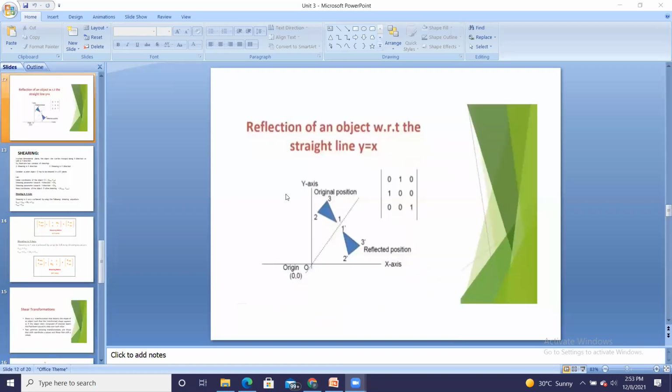Then what will be the case with reflection along Y equal to minus X? Now you tell me. Reflection along Y equal to minus X is the fourth possibility of reflection. From which quadrants will the Y equal to minus X line pass? Second and fourth, right. So this is your Y equal to minus X line.